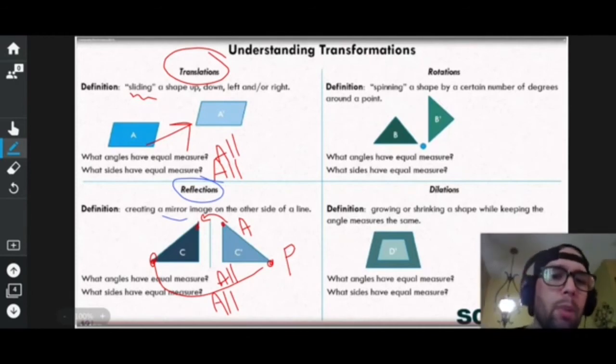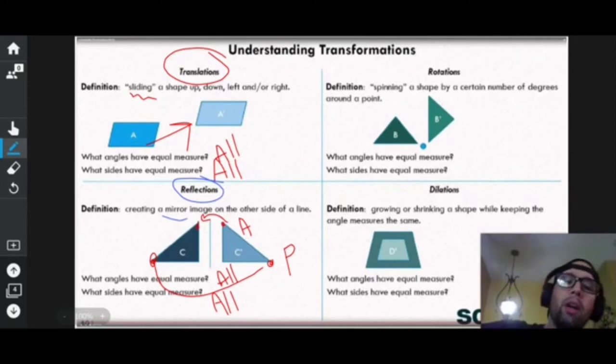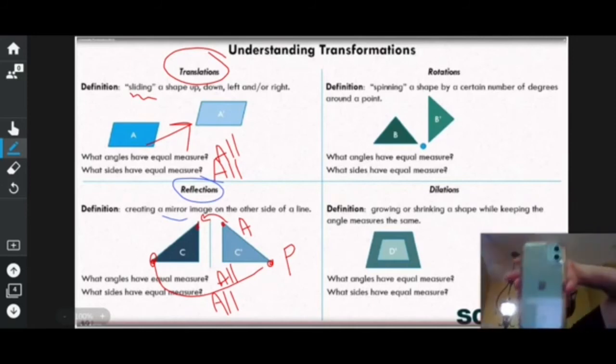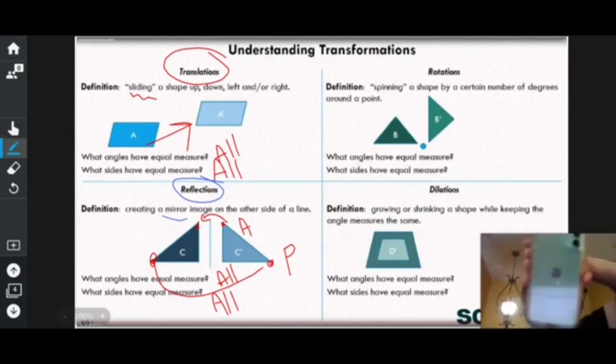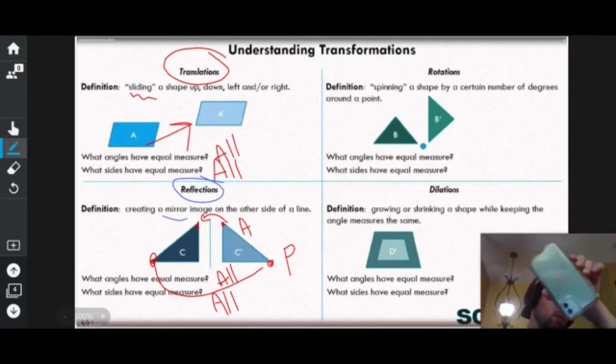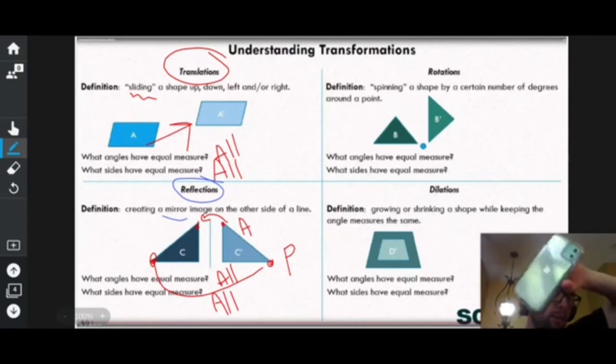A rotation is the spinning of a shape, or the orientation of a shape, by a certain number of degrees around a point. So I'm literally just taking my object and I'm rotating it. I'm not making it a mirror image. I'm not just moving it. I'm taking my object and I'm spinning it. I still have an iPhone. It does not get bigger. It does not get smaller. It does not become something brand new.